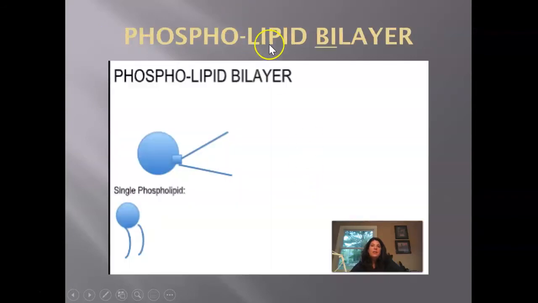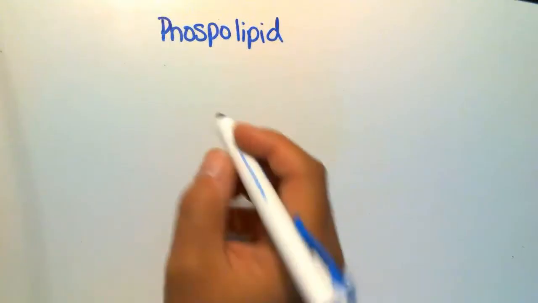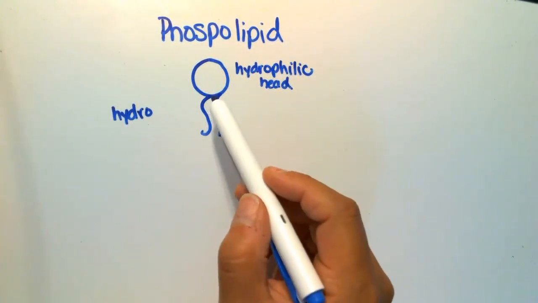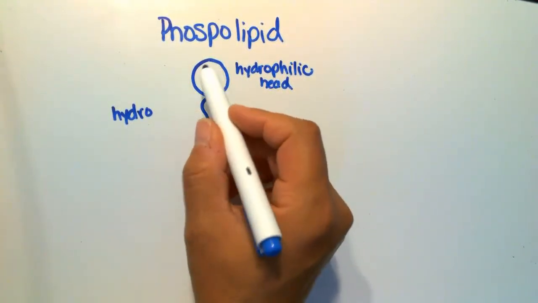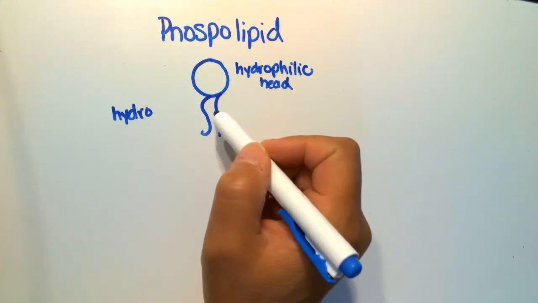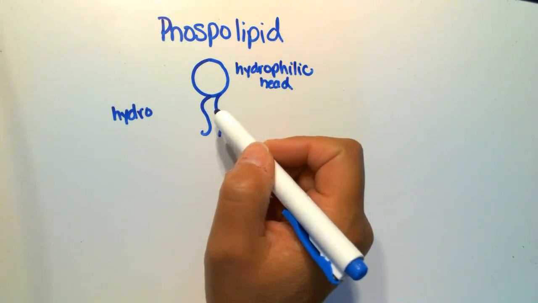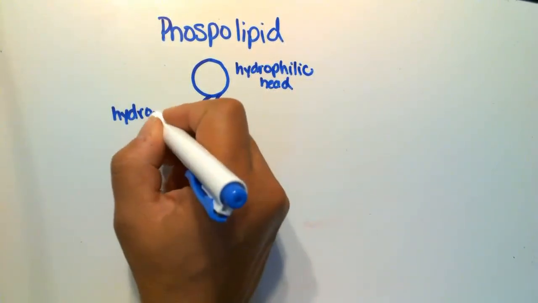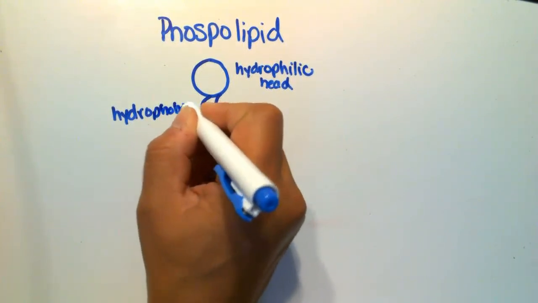So phospholipid bilayer. Bi meaning two. We're going to have two different layers. And phospholipid is the name of a specific type of lipid. So here's a phospholipid. Phospholipids are a particular type of lipid or fat. Phospholipids are made up of two parts. There's a hydrophilic head, hydrophilic meaning that it is water loving, and that's the phosphol part of it, and a hydrophobic, or water hating, tail.